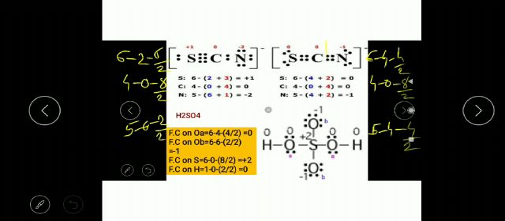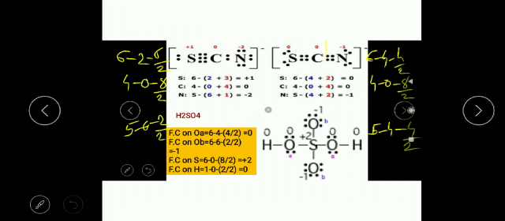Then for nitrogen, 5 is valency, minus 6. These lone pairs are there, 6, and this bond pair is there. So 5 minus 6 minus 2 is minus 2.